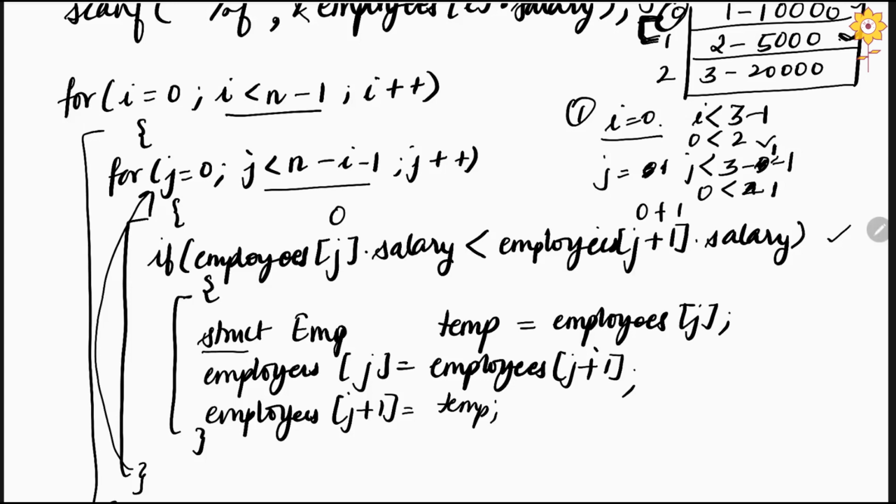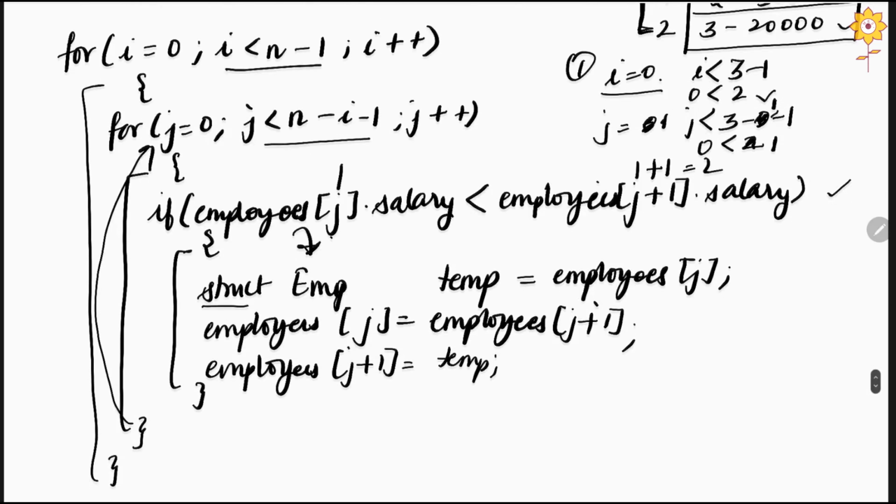It will compare the value of j. Now, j is 1 and here it is j plus 1. So, which two people are we comparing now? These two people at position 1 and 2, the employee at index 1 and the employee at index 2. So, is 5,000 less than 20,000? Yes, it is true. So, now this condition is true, hence it will get inside the if block.